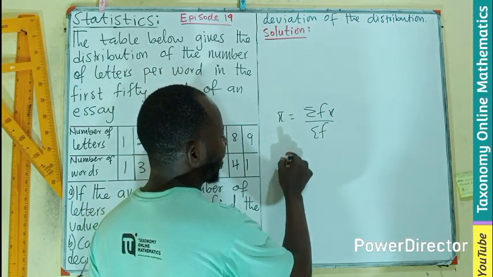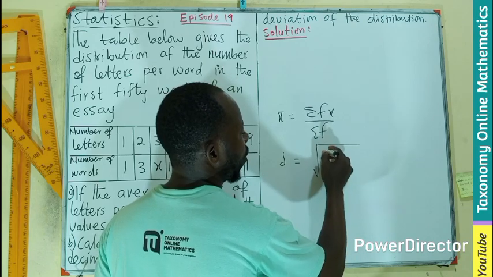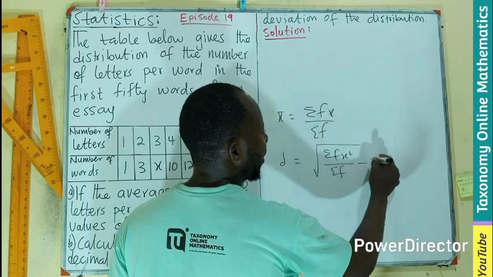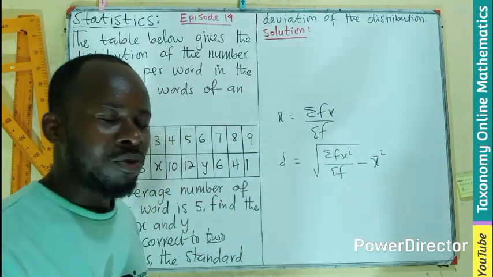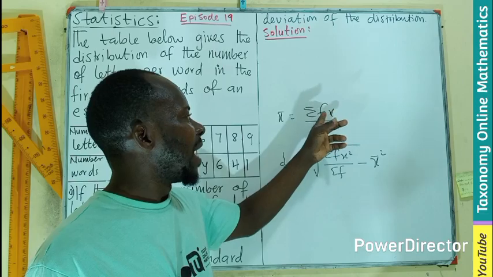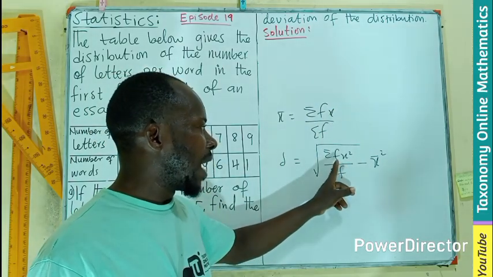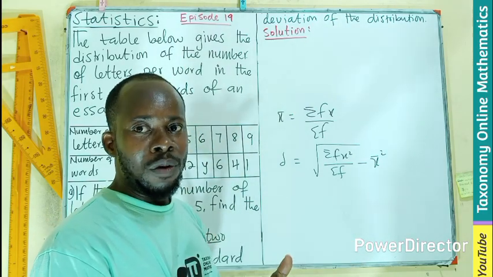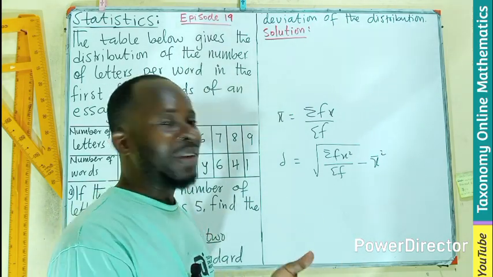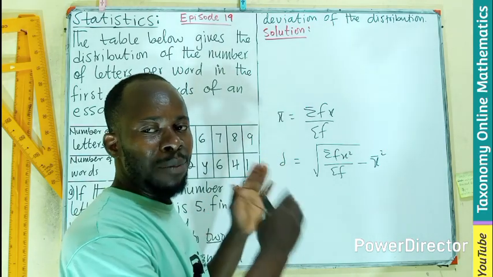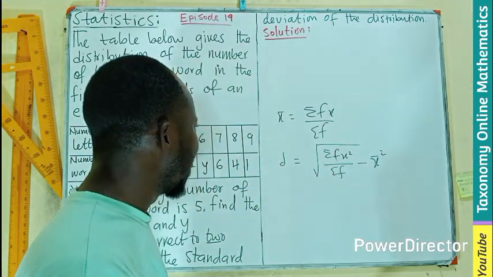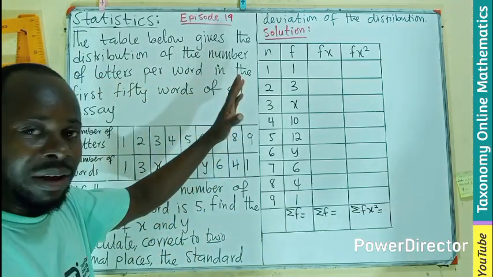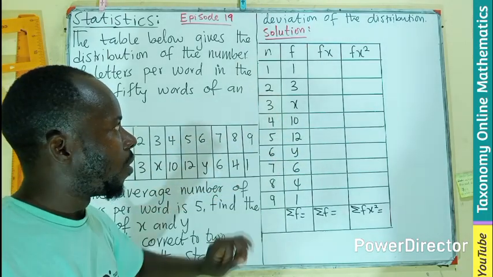Then for our standard deviation, it is the square root of sigma fx squared over sigma f, minus the mean, all squared. So after constructing the fx column, I also need to find fx squared. That means the x column is needed, the f column is needed, the fx and fx squared. We need 4 columns. So let's draw that table and see. All right, the table is drawn in a vertical position, as we mentioned, with 4 columns.